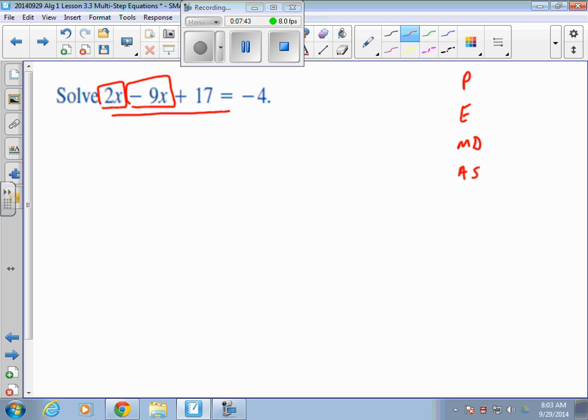2 take away 9, or 2 minus 9. Remember, you're going from the right side. Do this if you have to. You're going from 2 minus 9. You're going to go 1, 2, 3, 4, 5, 6, 7, 8, 9. Going to be at negative 7, that direction. Negative 7x plus 17 equals negative 4.